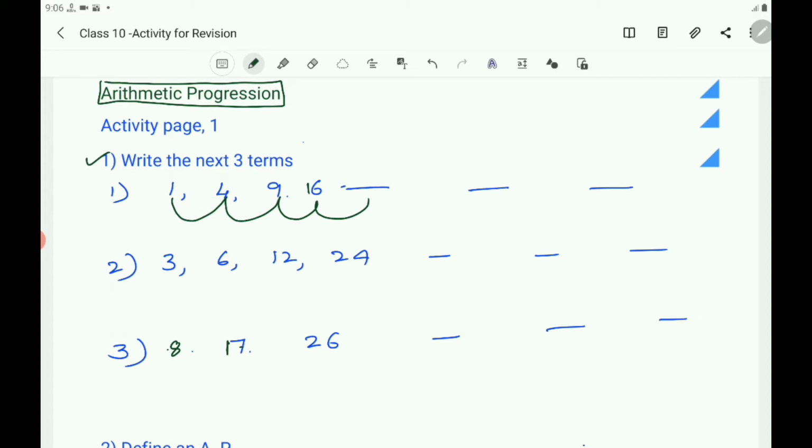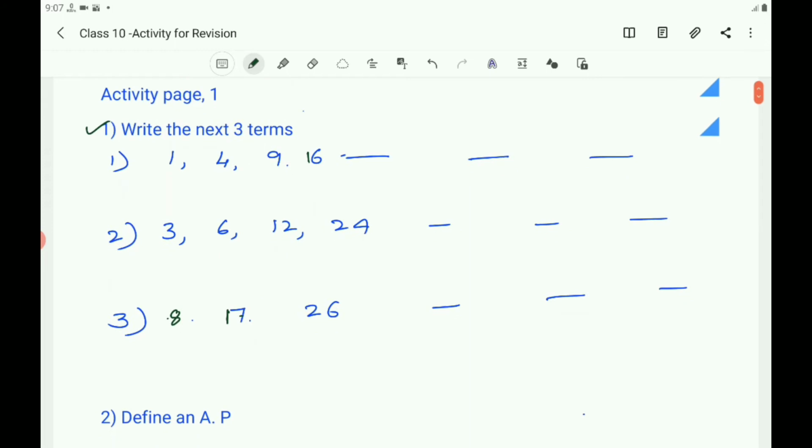Next, here some definite rule is there to get the next number, and you make out that rule and write the next three terms. Here also 3, 6, 12, 24, like this way, and something is added, something is subtracted, or to add or subtract there is some relation and law used. Here also, third one, 8, 17, 26.